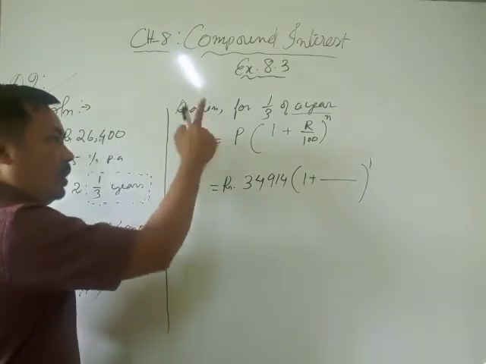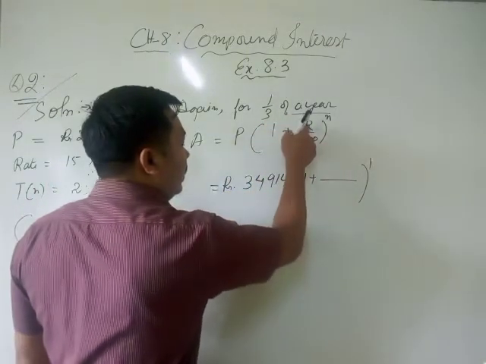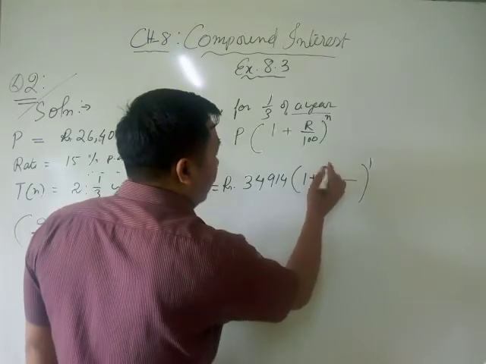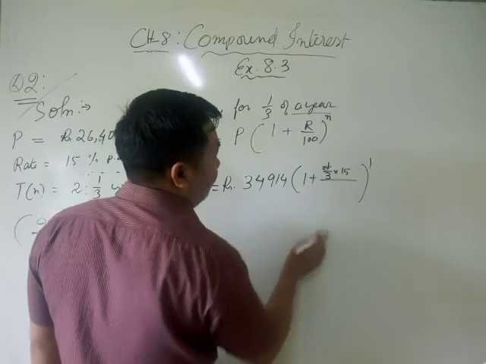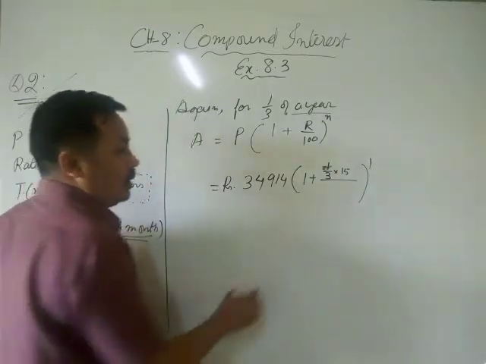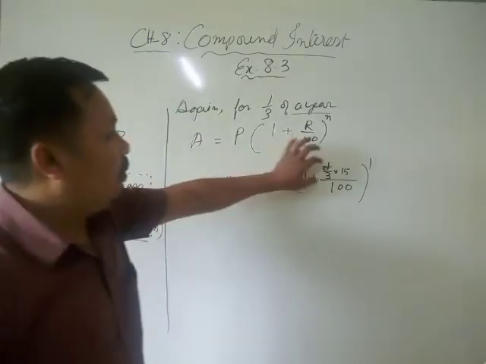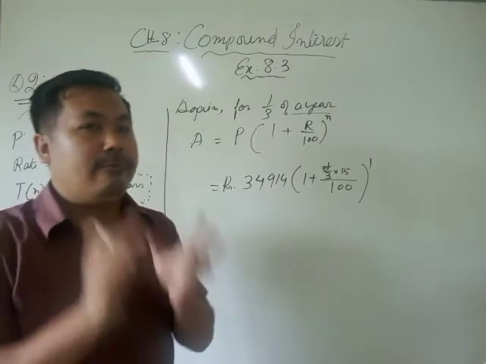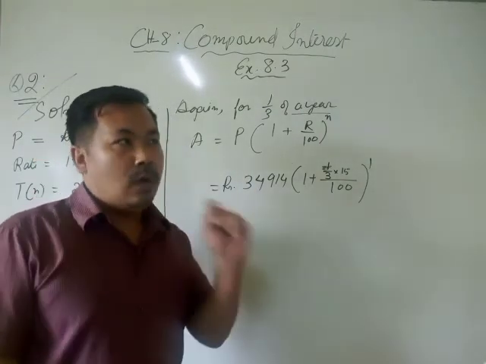It is 1/3 of the year. So for 1/3 of the year you take 1 year, but in the rate only we have to do something. The rate will now be 1/3 of the 15, by 100. Why do I take 1/3? Because it is 1/3 of the year. So in a year the rate is 15%, for 1 year. But we are going to calculate for 1/3 of the year.